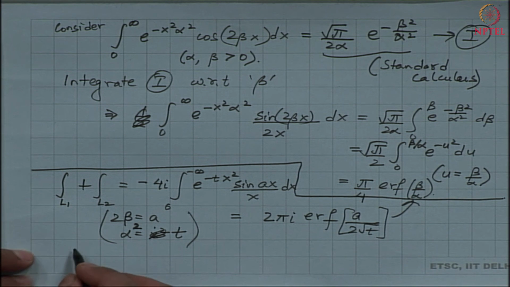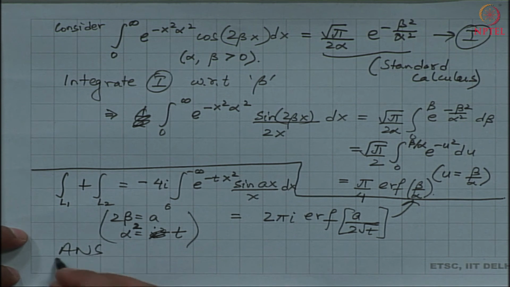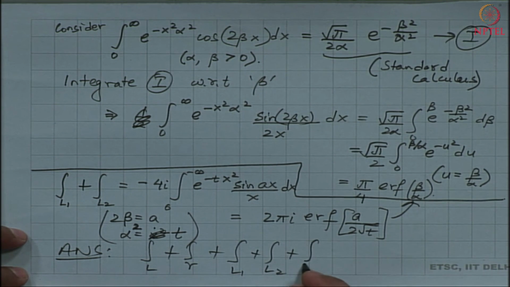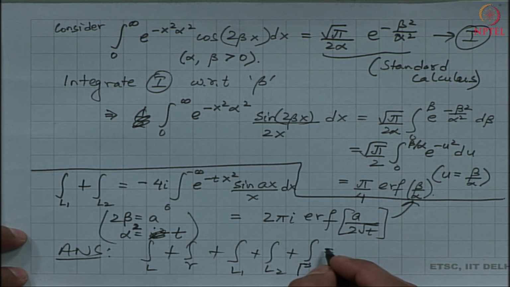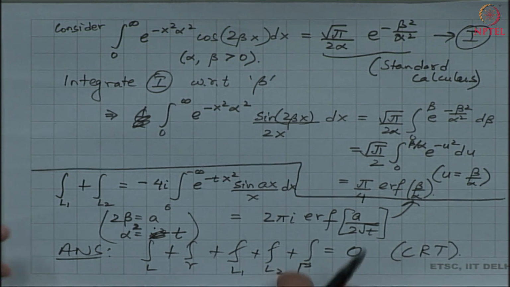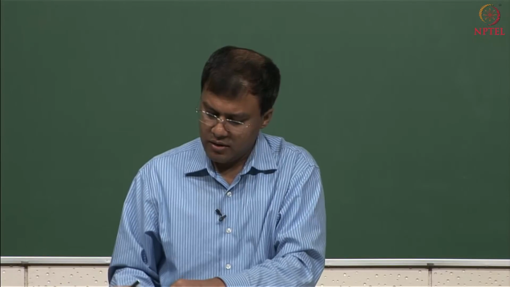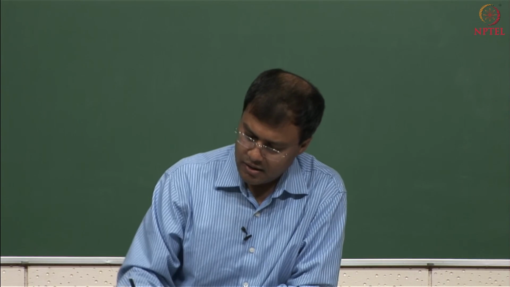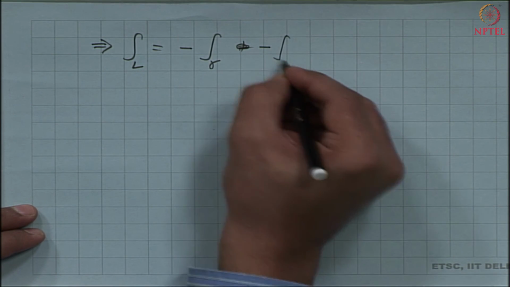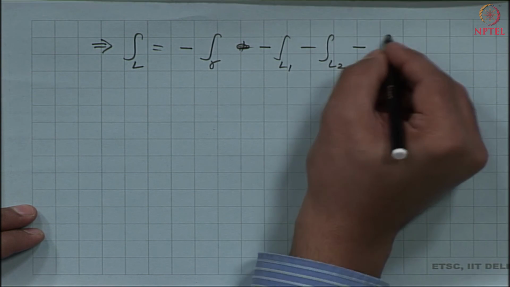Finally, when I have to match all the integrals, the answer is the integral over L plus the integral over gamma plus the integral over L1 plus the integral over L2 plus the integral over capital gamma, which is equal to 0 using Cauchy's residue theorem. So, the integral over L will be negative of the integral over gamma, negative of the integral over L1, negative of the integral over L2 and negative of the integral over capital gamma.